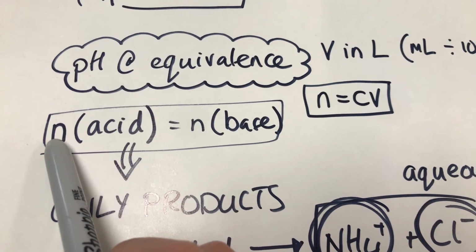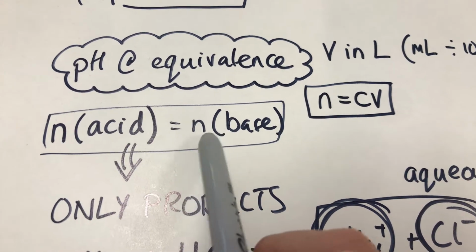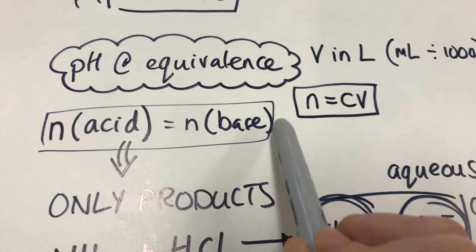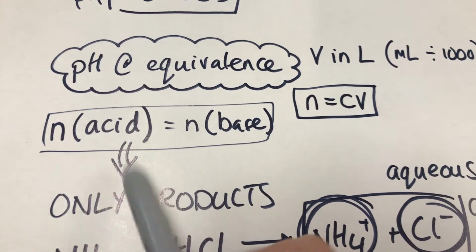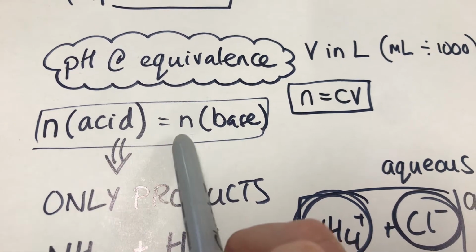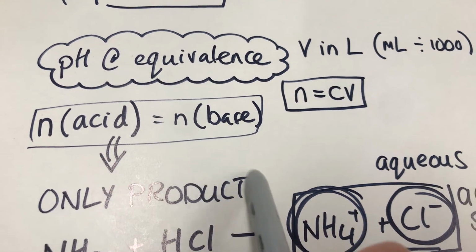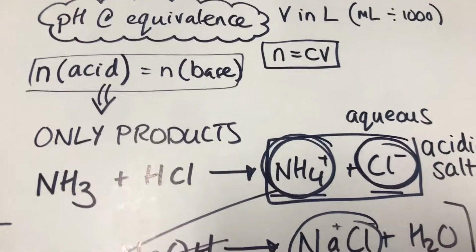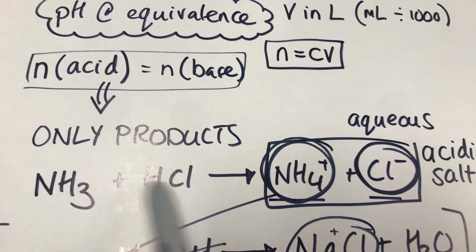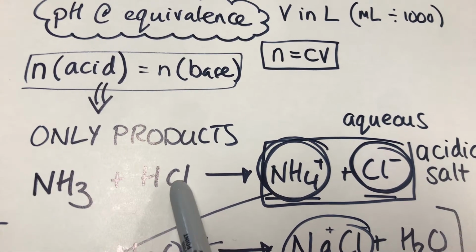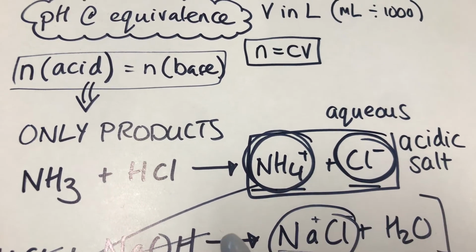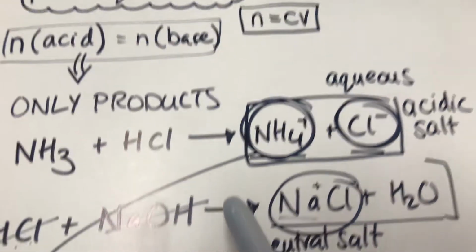If we're at the stage where our number of moles of acid equals our number of moles of base, we will only have products essentially, and these are very key ideas. So at equivalence, the number of moles of acid is equal to the number of moles of base, and therefore it's been converted into products. Having a look here, NH3 plus HCl, if we have equal amounts of these, then they've all been converted into our products, NH4 plus and Cl minus.